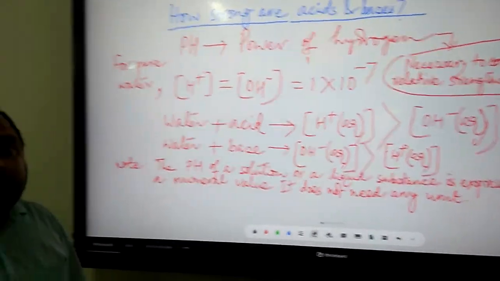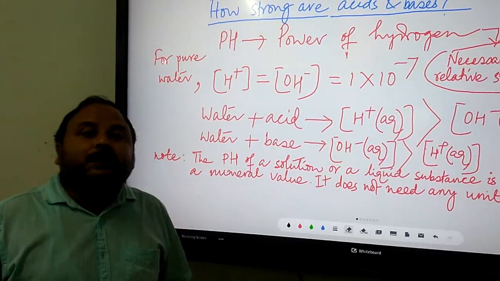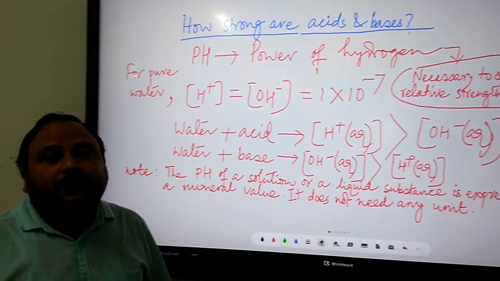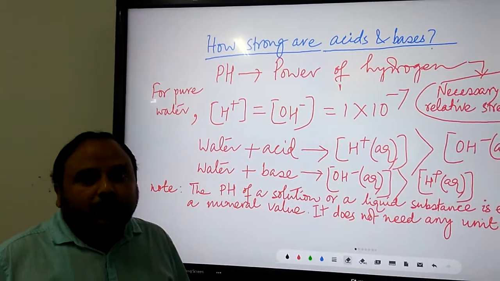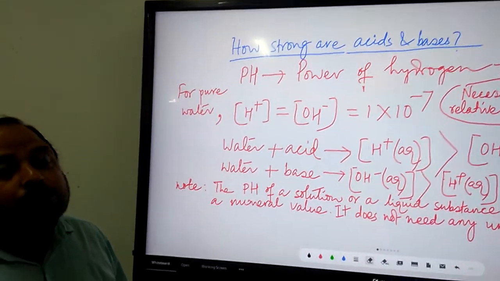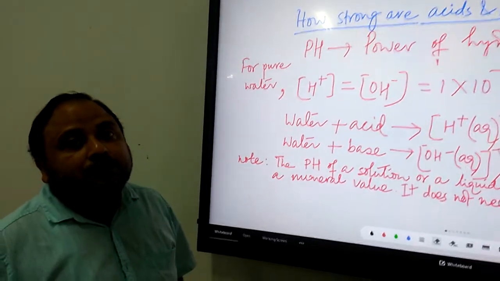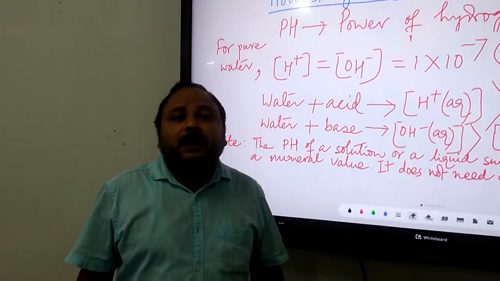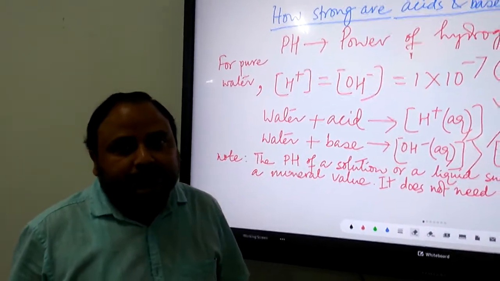Hello children, you all know that acids produce hydrogen ions in aqueous solutions and bases produce hydroxide ions in solutions. We need to compare the strengths of acids and also compare the strengths of bases. How will you compare the strengths of acids and strengths of bases?